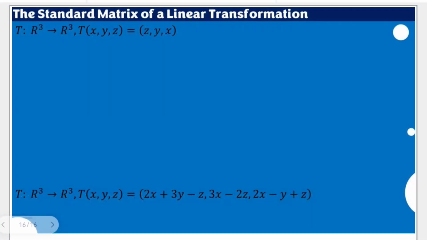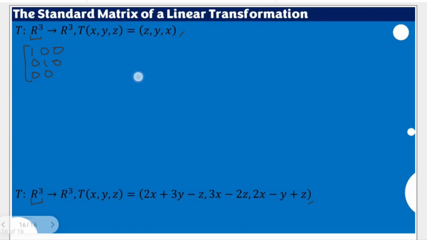Here we have linear transformations from R3 to R3, and we are going to solve for the standard matrix of said linear transformations. We're going to do it for the first linear transformation as well as for the second here. But of course, the standard matrix of a linear transformation will depend on the standard matrix of our domain, which is R3. The standard matrix of R3 is 1, 0, 0, 0, 1, 0, 0, 0, 1.